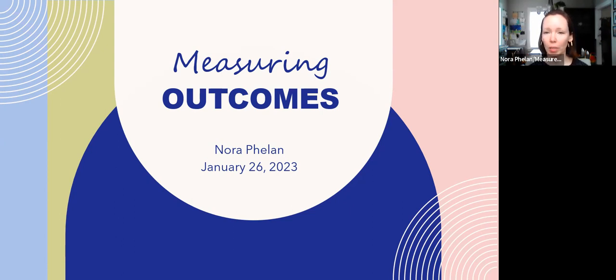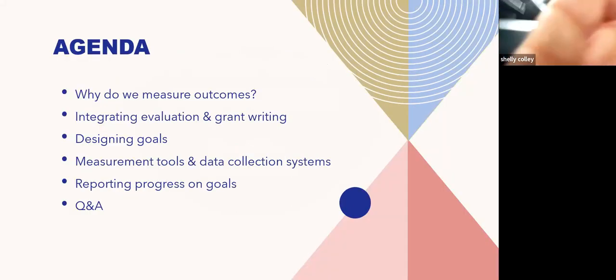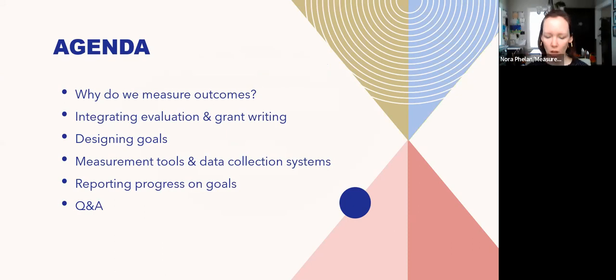So today we're going to be talking about measuring outcomes and take a look at the agenda. So we're going to start with why do we measure outcomes? Just make sure that we're clear about the why before we get into the how. Then I want to talk about integrating evaluation and grant writing. So kind of look at the ideal way that we can bring these two areas together.